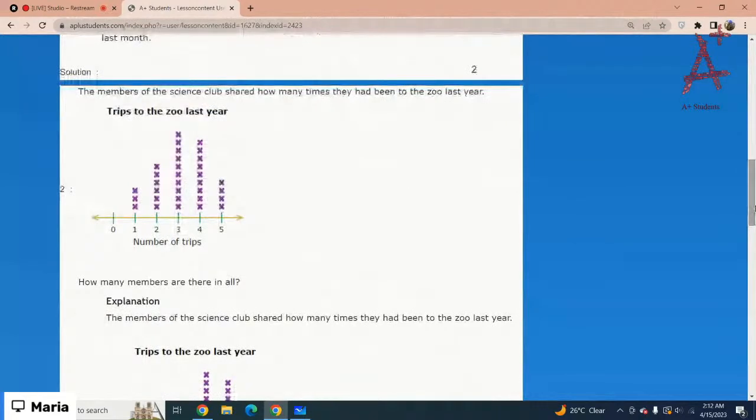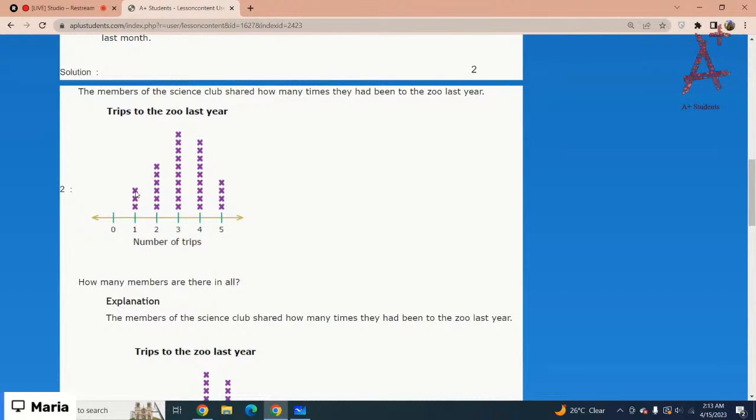Okay, the next one is the members of the science club shared how many times they had been to the zoo last year. Here is the line plot that tells you about the trips to the zoo last year. Got it? How many members are there in all? You have to calculate the total members.